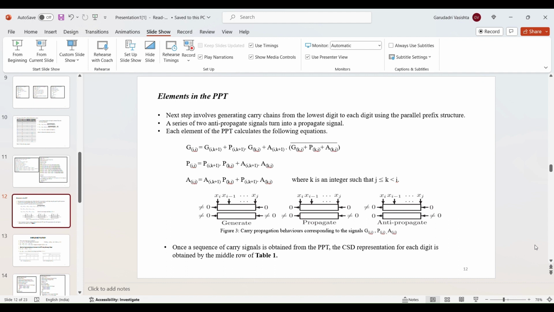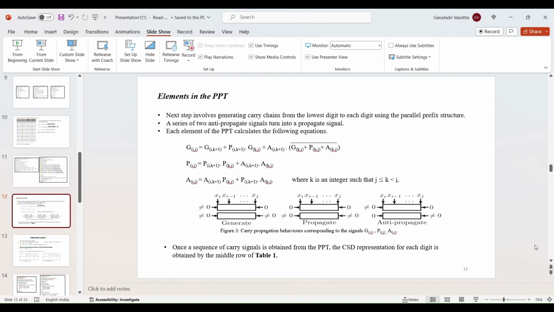Now, why are we calculating this carry? These are called carry chains from the jth bit to the ith bit. We are calculating these carry chains to get the value of the magnitude of carry output in CSD. Now I will explain a little bit about this equation, how to calculate it.